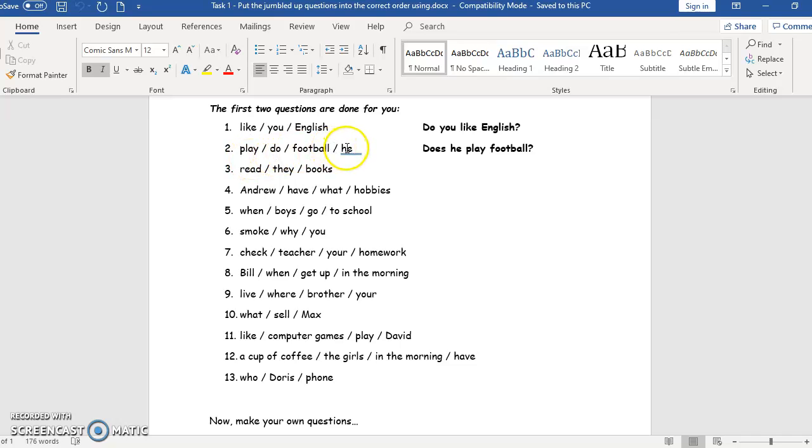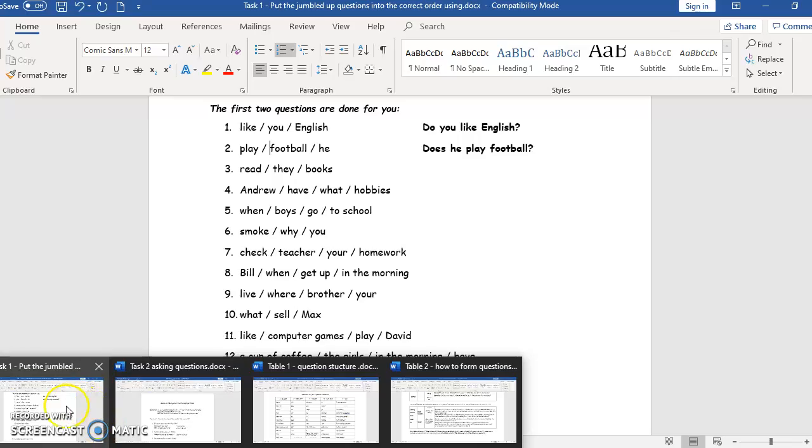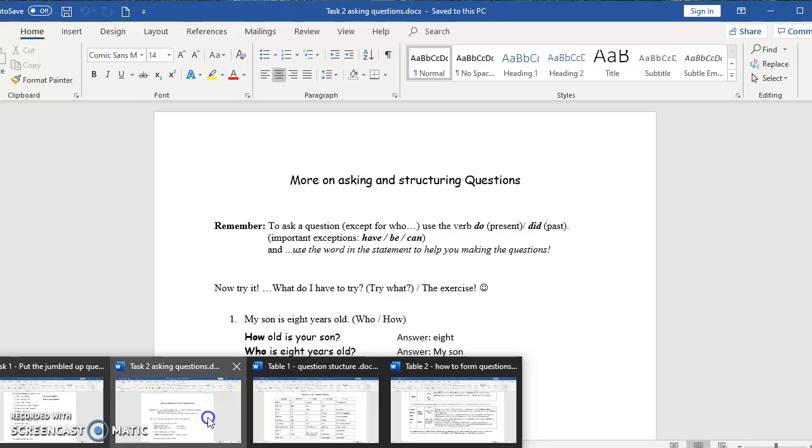Play, do, football, he? Now this do wouldn't need to be here. I take that out. Sorry for that. Because you have to put that in yourself. Does he play football? You can't ask he play football because it would be he plays football, and that's a statement, not a question. If you want to ask a question, does he play football? Okay, now we have 1.5 minutes left to look at the second task which I have here.